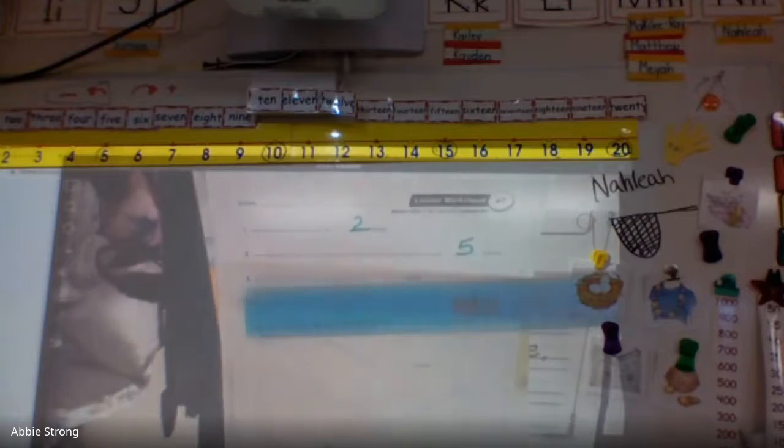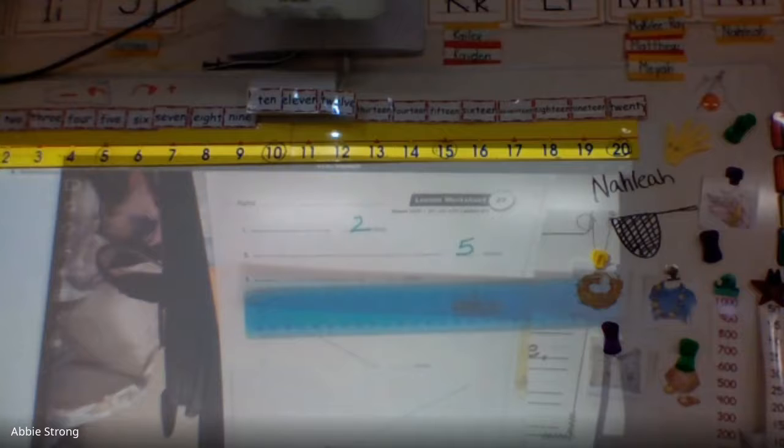Yes. What do you have here? You have to have it at the 0, Mikaylee. You have it at the 1. It can't start at the 1. It has to start at the 0. The 0 has to be underneath the dot.